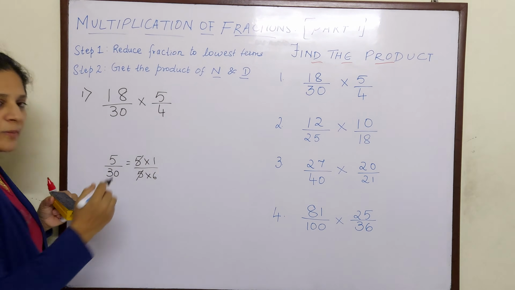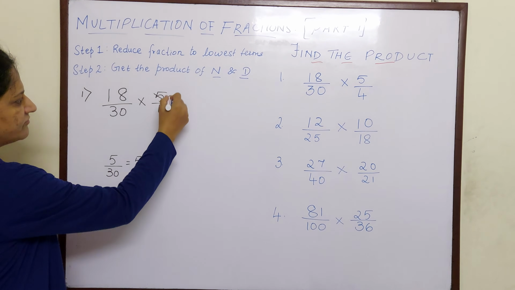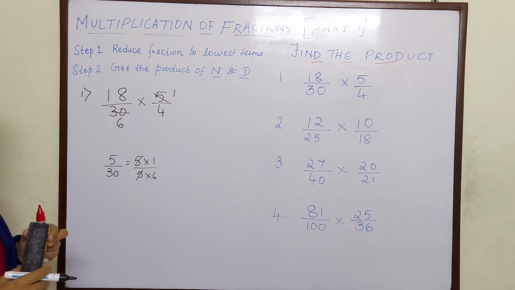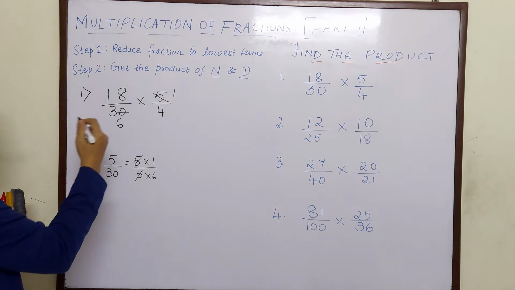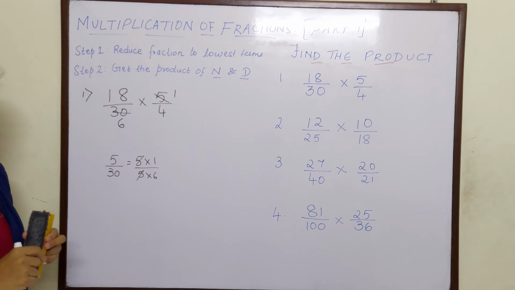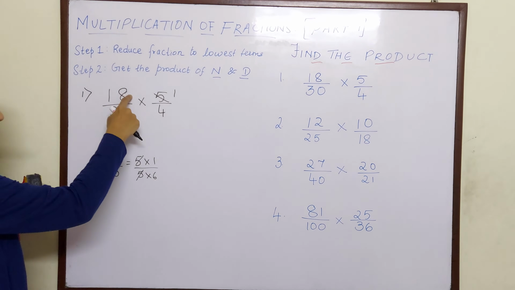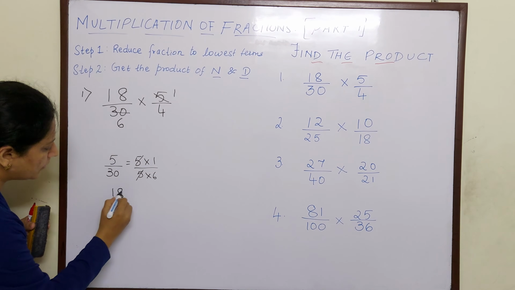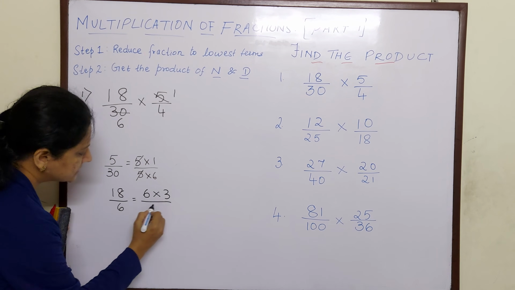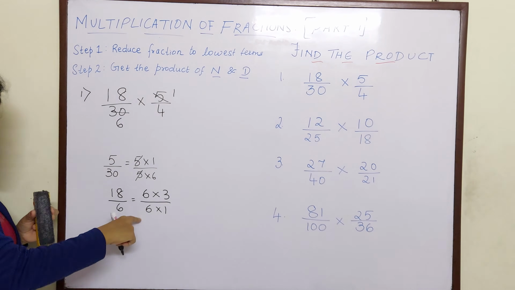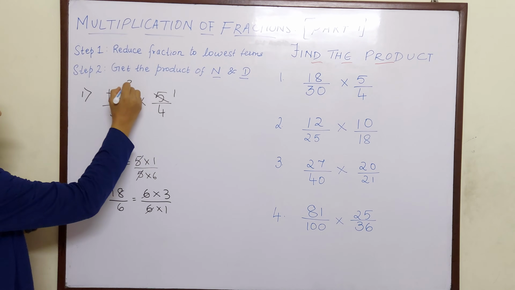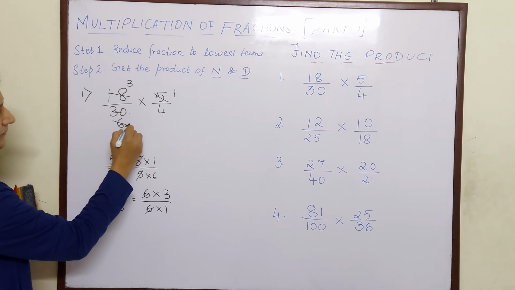So let us cancel this common multiple. 5 ones are 5 and 5 sixes are 30. So we will write like this. So we have finished one cancellation. Now we will see if any more numbers can be cancelled. Yes, 18 and 6, they both are multiples of 6. See, 18 in the numerator and 6 in the denominator. So 6 threes are 18 and 6 ones are 6. So 6 is the common multiple. We will cancel here. So what is remaining for 18? It is 3, and for 6 it is 1.